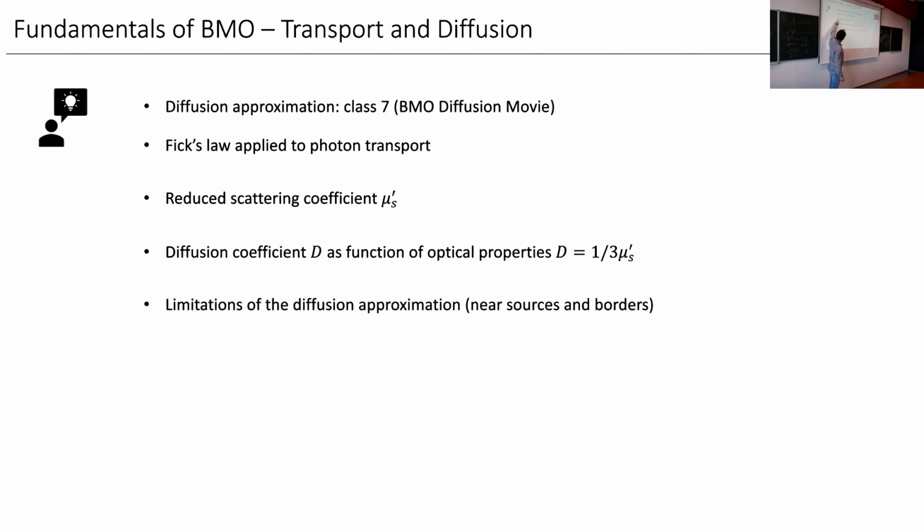There was a new coefficient that popped up, the reduced scattering coefficient, μs prime. So μs prime is the product of the scattering coefficient μs times 1 minus the anisotropy, so μs prime equals μs times (1 minus g). Because it is a diffusion theory, we also get a diffusion coefficient, and that is expressed in terms of the properties as 1 over 3 times this μs prime.